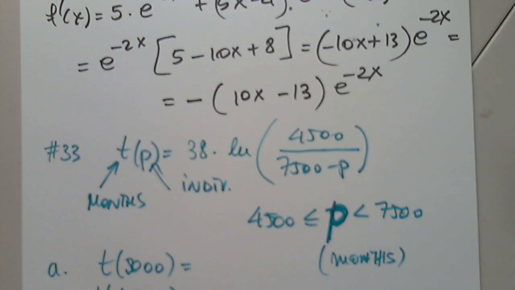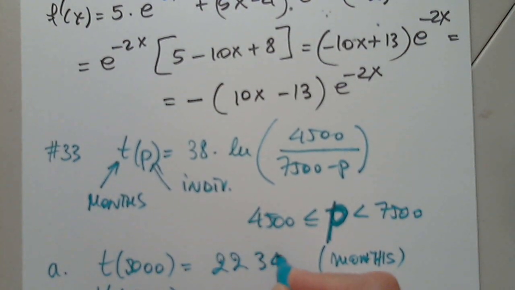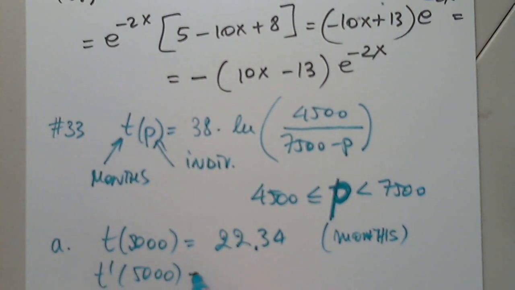divided by, and I have to have parentheses in the denominator, mandatory, 7,500 minus x. Close the parentheses for the denominator and close the whole thing. Be very careful with this. So then we go to second and table, and I will plug in 5,000. Yep. Good. So 22.33. That's 22.33 months, or 34 actually. 22.34 months. Perfect.